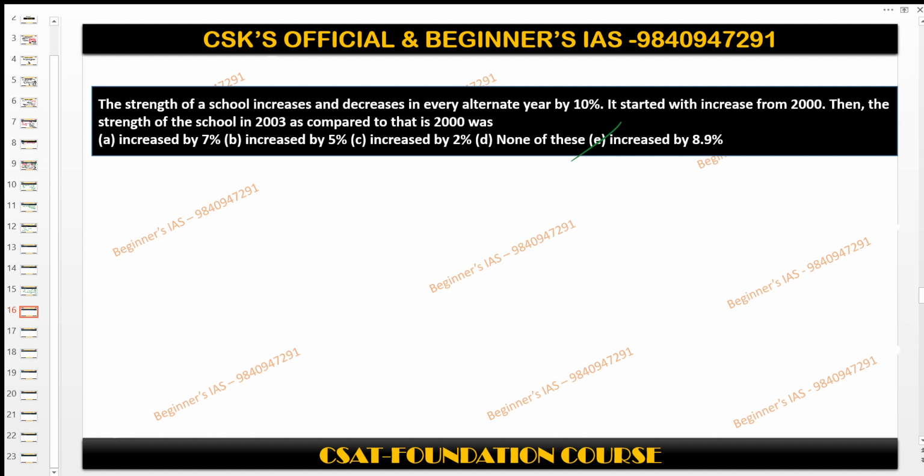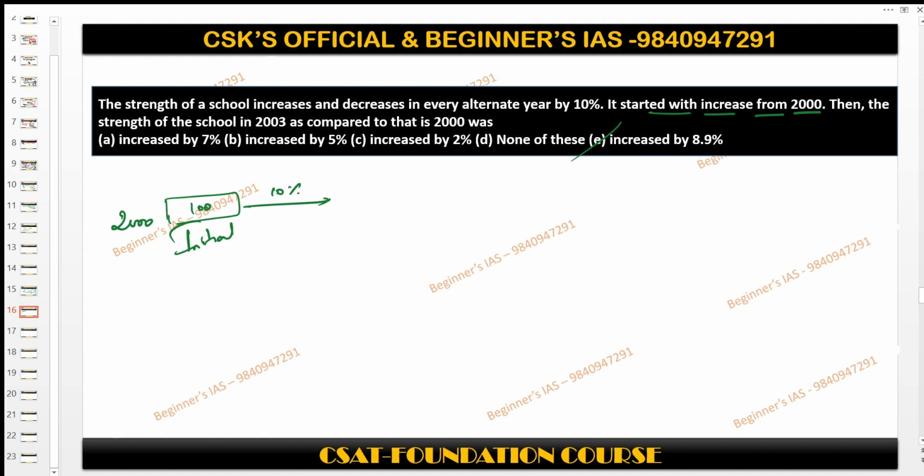PCG. So what is the strength of 2000? You can take 100. 100 will be easy. So 10% increase now. It started with increase from 2000. Then 2001. Wait. This is initial. Okay, let us take this as initial, or you are taking 2000 as 100. Okay, 2000 is the 100.